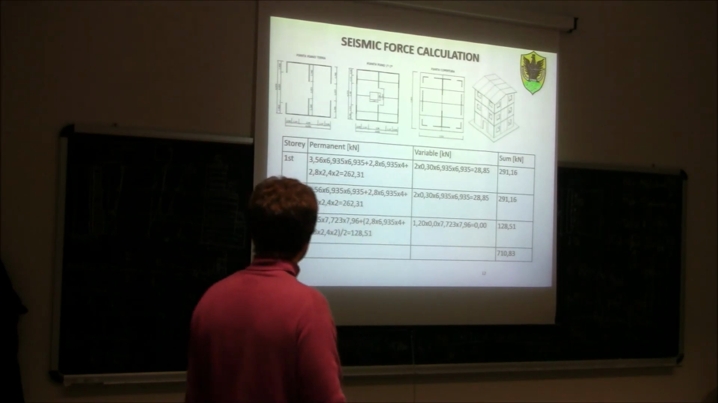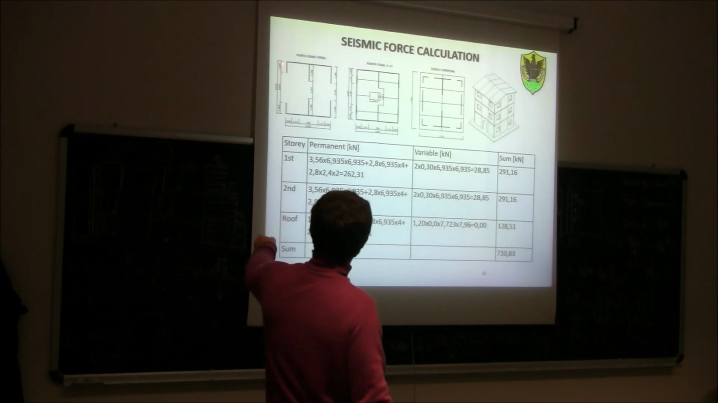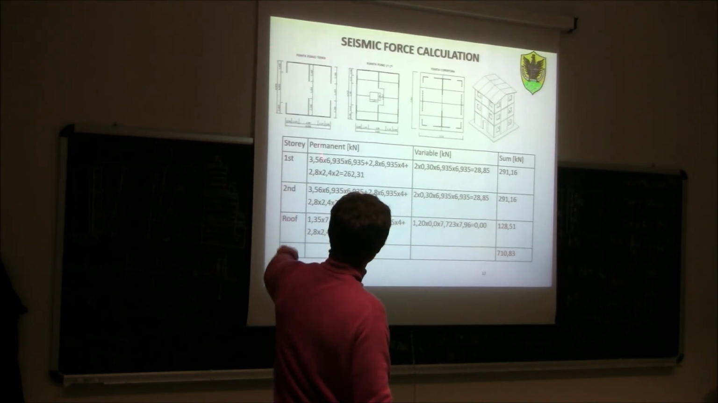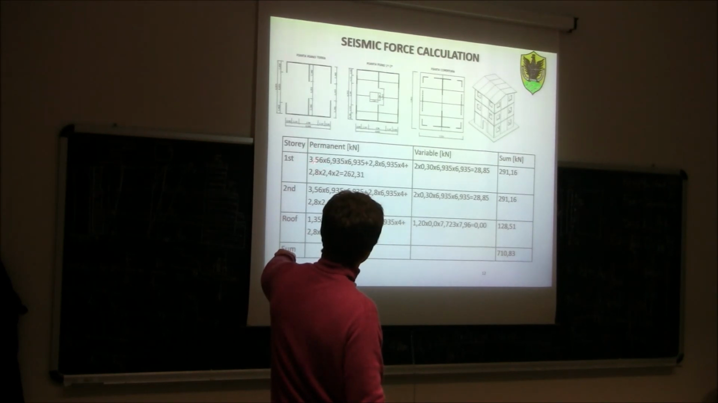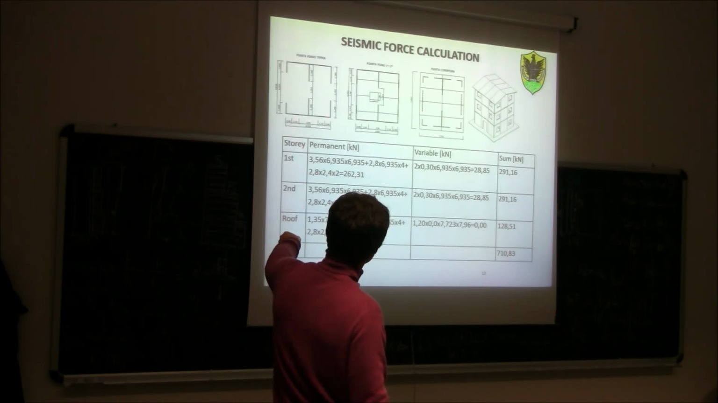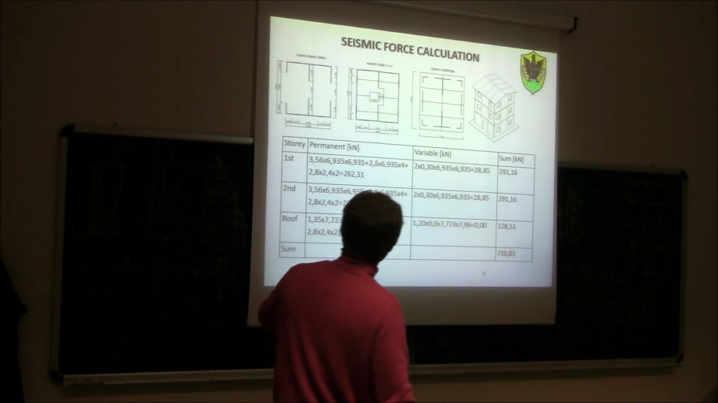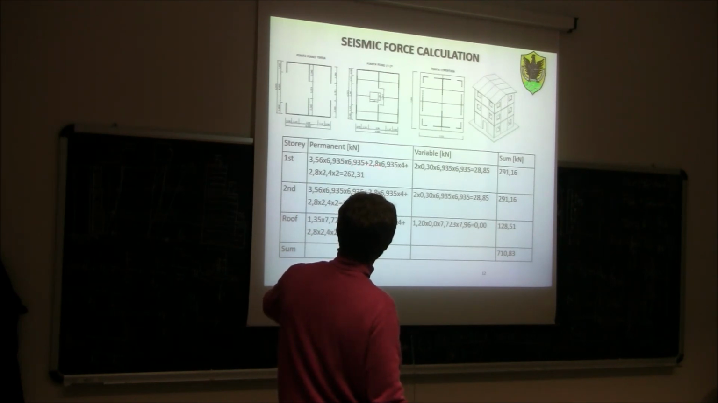First story, the sizing plan of the building is 6.935 times 6.935, so square, times the permanent load per unit of area, so times 3.56. So this is the weight of the permanent loads on the floor. Plus, here we have 6.935, 2.8 times 6.935 times 4.